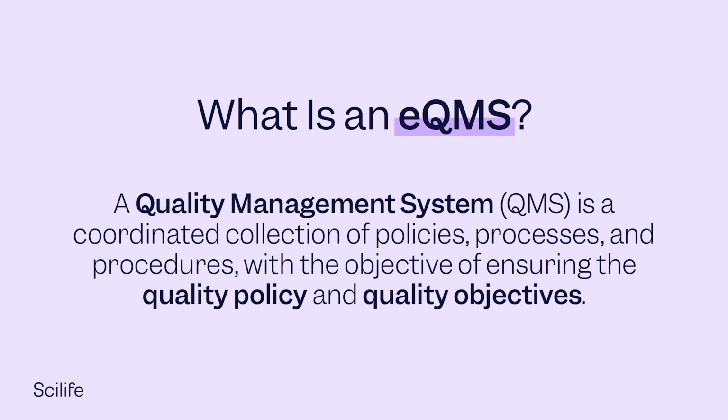In previous lessons, we learned that a quality management system, QMS, is a coordinated collection of policies, processes, and procedures with the objective of ensuring the quality policy and quality objectives. The pace of innovation in the life sciences sector requires an agile QMS. Speed is critical to getting life-saving innovations to market even sooner. This is why your QMS must evolve from an old paper-based system to a more efficient solution. An electronic quality management system may well be the solution.